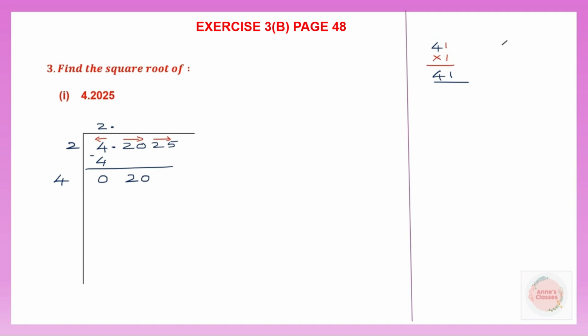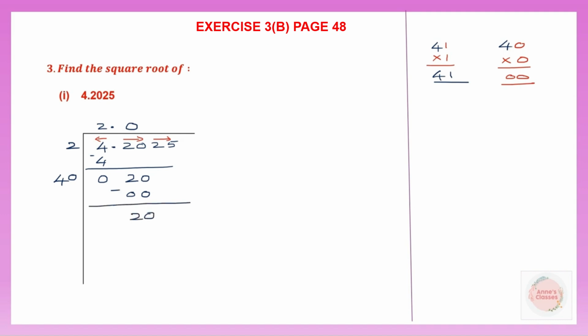So let's put 0 and see. So that is 0 here and 0. So 40 into 0 will give us 0, isn't it? So here what we're going to do is next to this number, we are going to put a 0, and put the 0 here. So 40 into 0 is 0, minus. So now let's subtract. 20 minus 0 is 20.